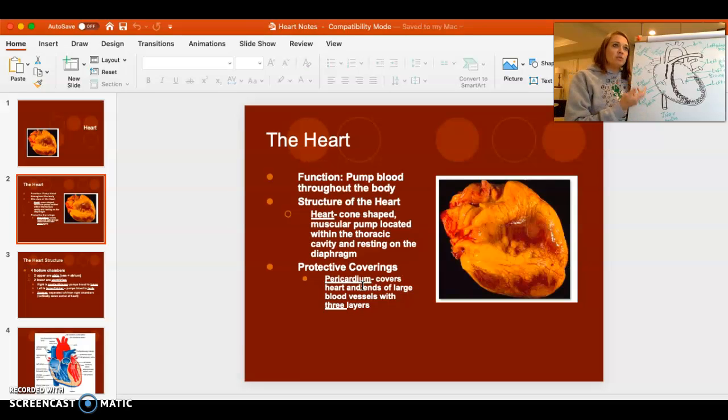And so you also have to remember the membranes that surround that. You have your parietal pericardium, you have your visceral pericardium. And if you remember, your visceral is what surrounds the actual heart itself, and then your parietal is going to be what surrounds the cavity that our heart sits in, okay? So these are the protective coverings down here that you can see.